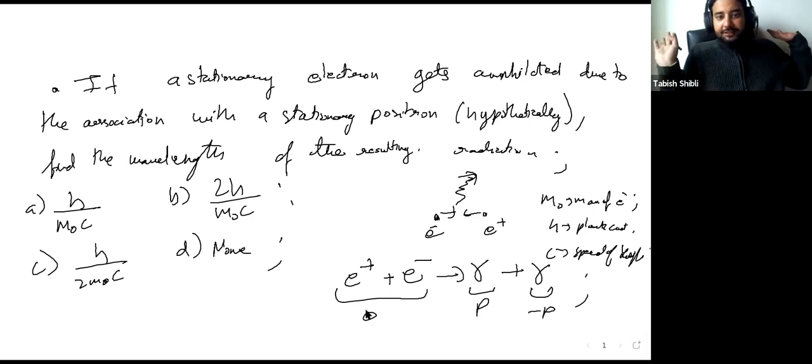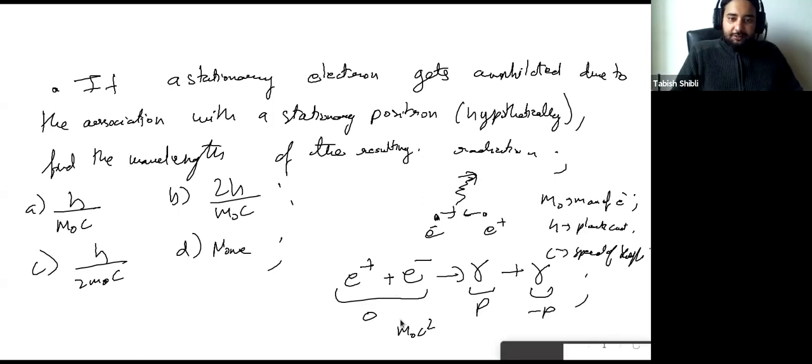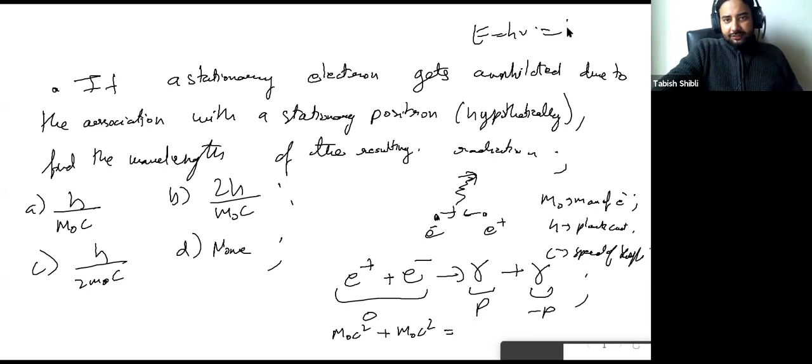See, let's just use energy conservation, right? That's the best thing to do. Let's see what the energy on the left hand side of this equation is. Well, the energy of the electron is just m naught c squared, because both of them are stationary. That's the whole energy associated with this. The positron also has the same energy, m naught c squared. This should be equal to the energy of the gamma. It's just h nu, and h nu is just hc by lambda, correct? So I'll write this as hc by lambda plus hc by lambda.